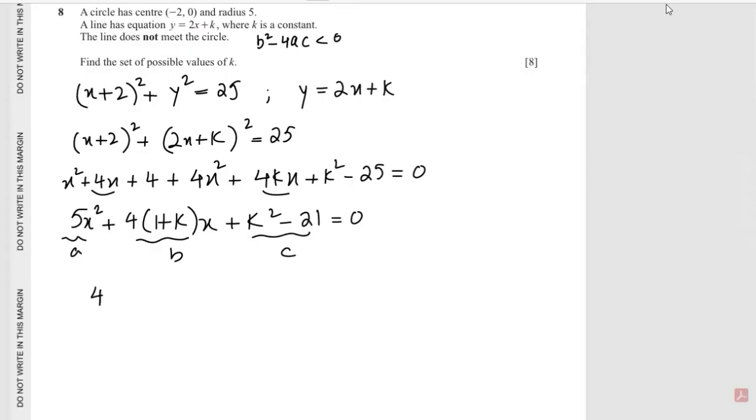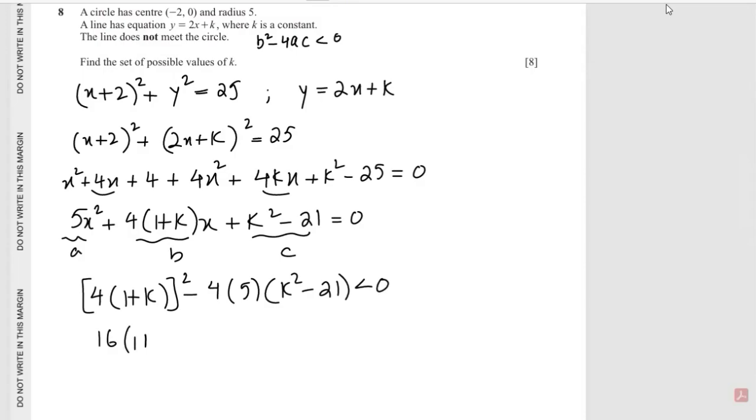Let's apply the discriminant, b² − 4ac. And what do you do? You put it less than 0, since the line does not meet the circle. Okay, so this will be 16(1 + 2k + k²) minus 20(k² − 21).